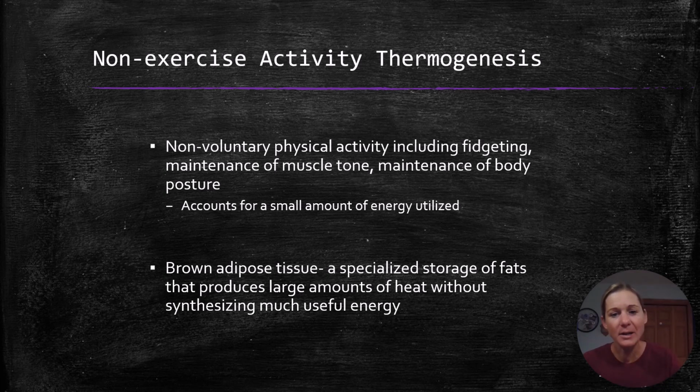And we have this brown adipose tissue that's kind of this special storage form of fats that's going to produce large amounts of heat without producing useful energy. And we might use that when we're in a cold environment or something along those lines as kind of an emergency reservoir, essentially.